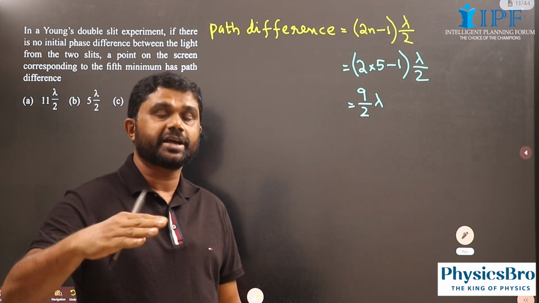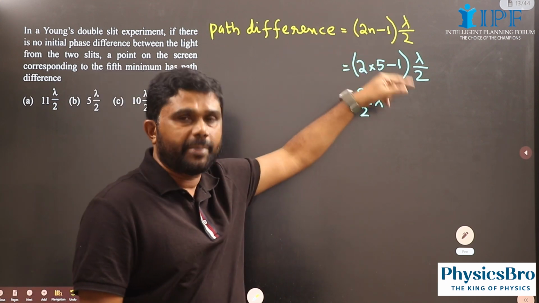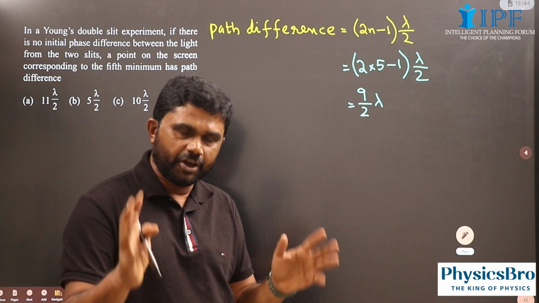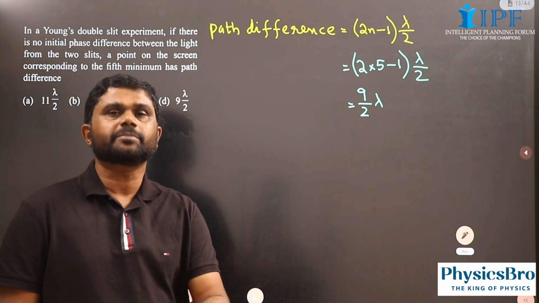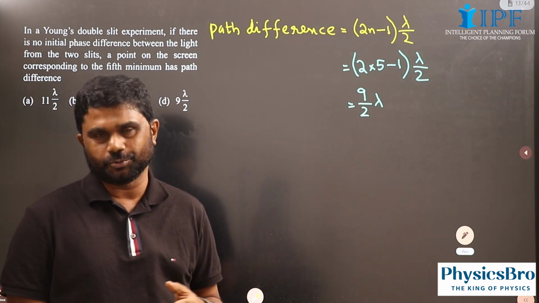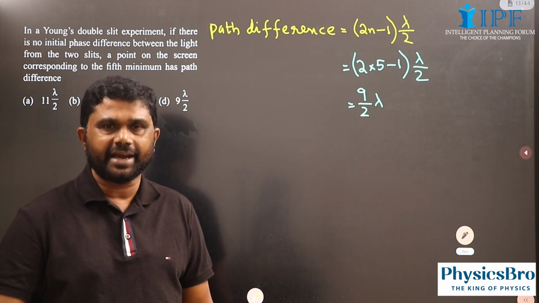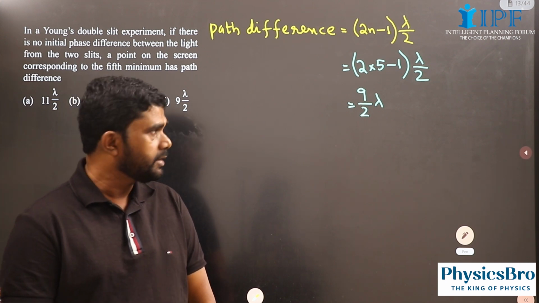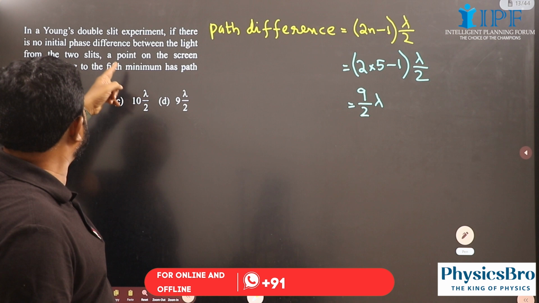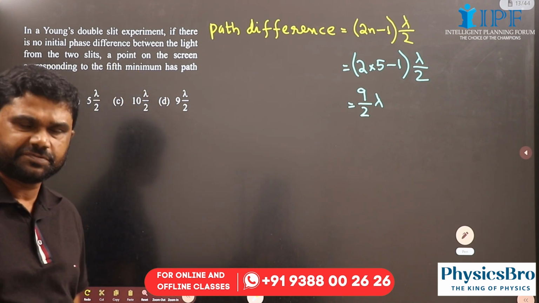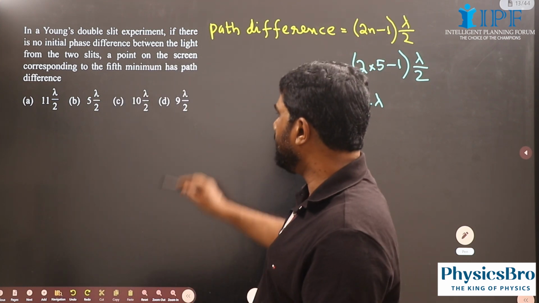When you put n equal to 2, you will get the path difference for second, n equal to 3 for third, like that. But if you use (2n plus 1) lambda by 2, then also you can use that way. But see, in that case, first dark band corresponds to n equal to 0. Second dark band corresponds to n equal to 1. Third corresponds to n equal to 2. But if you use 2n minus 1, n equal to 1 corresponds to first, n equal to 2 corresponds to second, n equal to 3 corresponds to third, like that. Beautiful. Okay, so here we have to find the path difference for fifth dark band. A point on the screen corresponding to fifth minimum means fifth dark band, you have to put n equal to 5, 2 into 5, that is 10 minus 1, 9 lambda by 2, 9 lambda by 2.